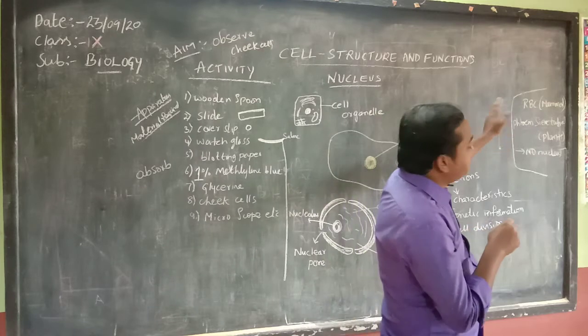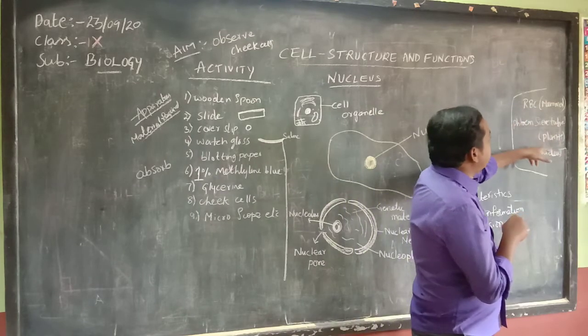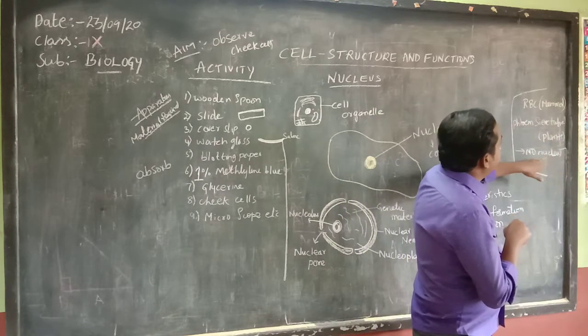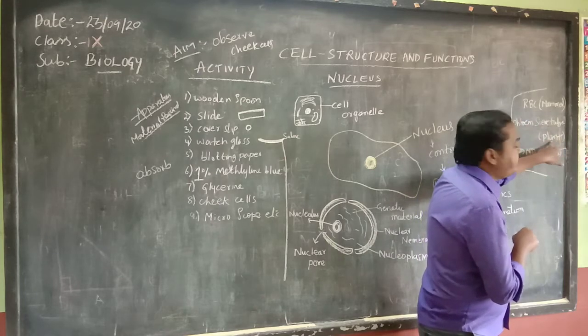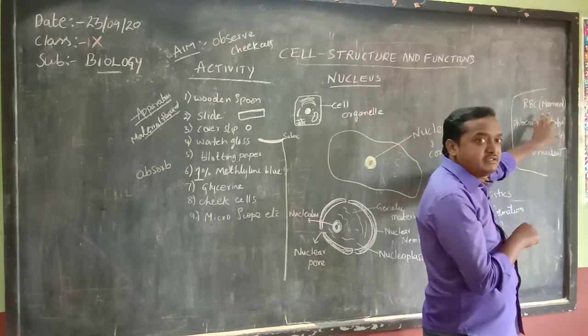And extra information is that nucleus is absent in RBC of the mammals and phloem sieve tubes of the plants. Important bit as an insert bit.